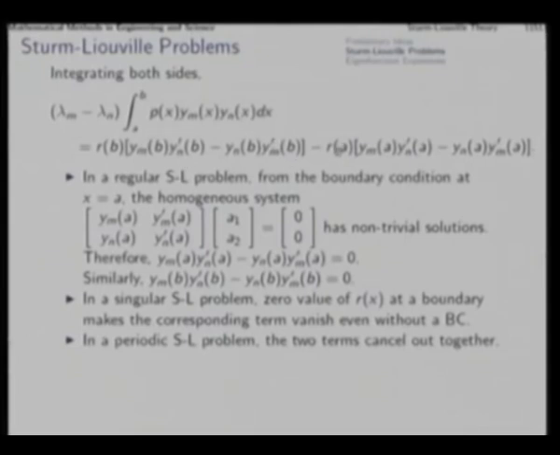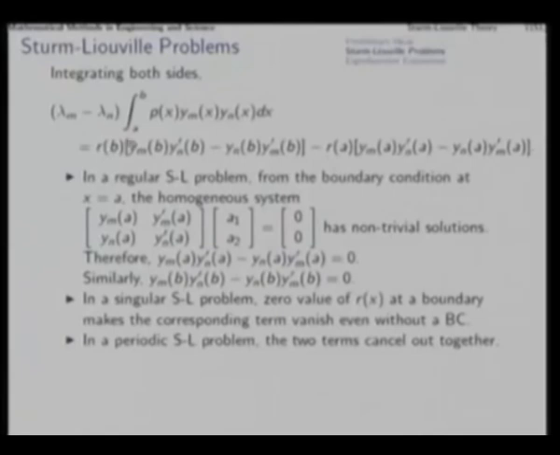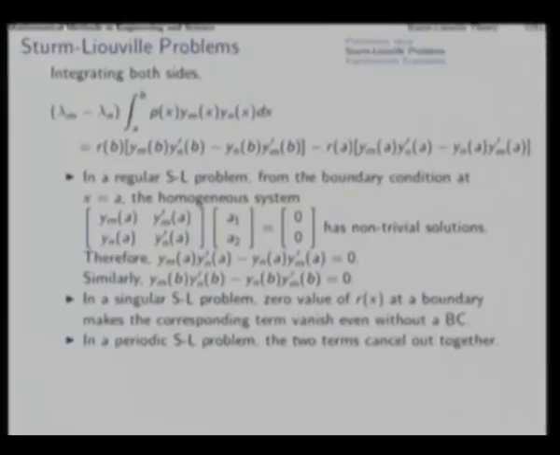That means if this is 0, then we do not need this to be 0. Similarly, if this is 0, then we do not need this to be 0. If at both ends of the domain we have Rx equal to 0, that is Ra and Rb both 0, then we do not need boundary conditions at either of the ends. Anyway, this entire expression will become 0.